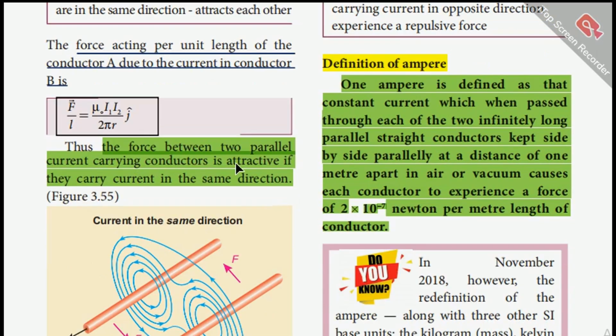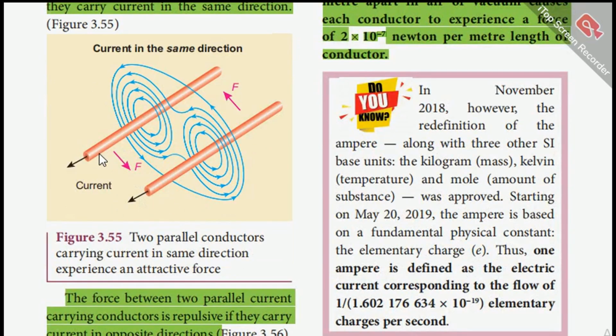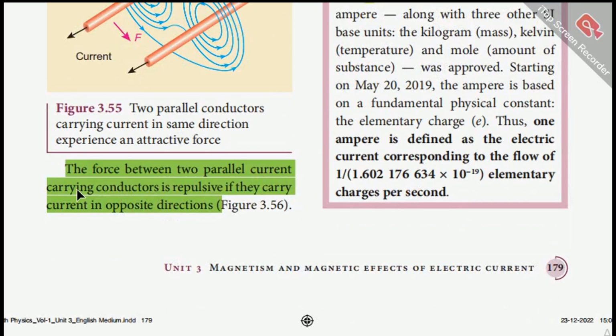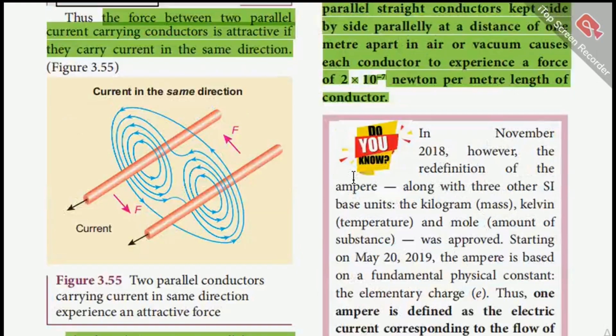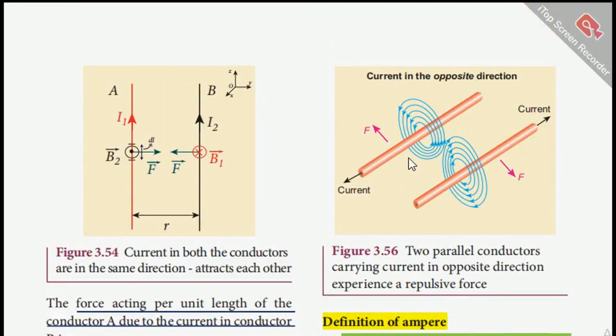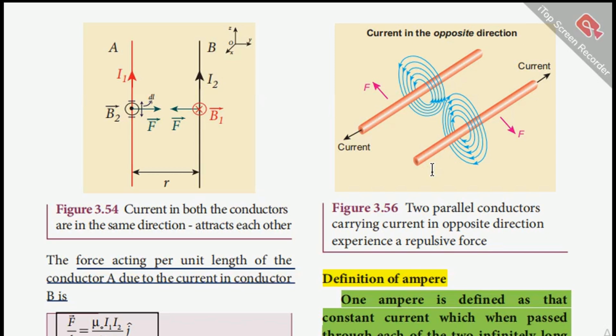Thus, the force between two parallel current carrying conductors is attractive if they carry current in the same direction. So if the currents in the conductors are in the same direction, there will be a force F acting between these two conductors. The force between two parallel current carrying conductors is repulsive if they carry current in opposite directions, as shown in figure 3.56. So if the currents flowing through the conductors are in opposite directions, they will experience a repulsive force.